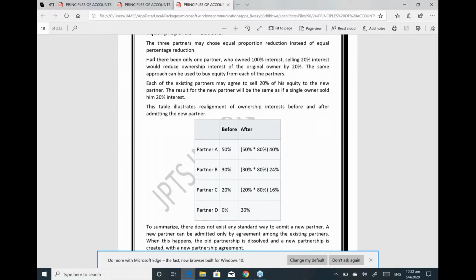That's what we are going to have. Then if you do the same thing on 30, 30 times 80%, we have 24%. Then 20 times 80%, that is for C, we have 16%. Now, if you add those together, 40 plus 24, that gives you 64%. Then 64 plus 16 gives you 80%. And 80% plus 20%, that gives you 100%.